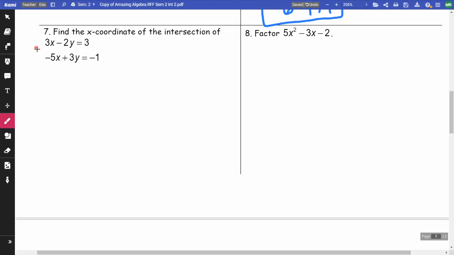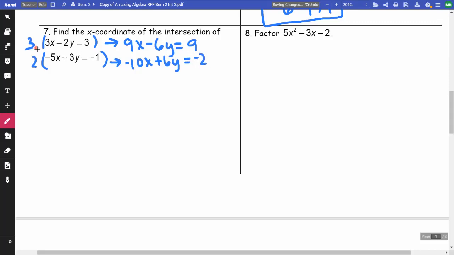Since we want the x, I'm actually going to eliminate my y in this case. So I'm going to multiply this one by 3 and this one by 2. I just need to multiply by a positive 2. So I'm going to get 9x minus 6y equals 9. I'm going to get negative 10x plus 6y, and that was my goal, to get my y's to be the same but different signs, is equal to negative 2. I'm going to add these equations together. I get negative x is equal to 7, so x is equal to negative 7.